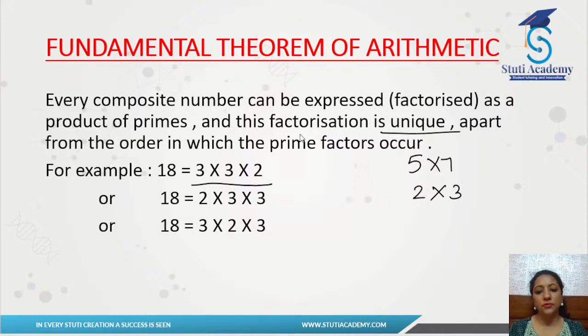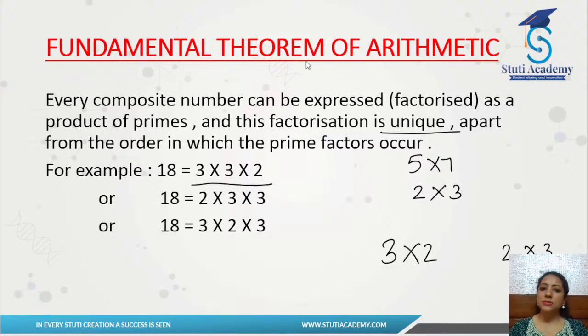We have a specific 3, 3, 2. We cannot change it, but we can rearrange them. We can write 3, 3, 2 as 2, 3, 3 or 3, 2, 3. We can change the places. We can rearrange the terms, but the factors have to be the same. Now children, we can rearrange the terms because multiplication we can do in any order. If I take 3 into 2 or if I take 2 into 3, it will give me the same result. That is why we can rearrange the factors, but we cannot change the prime factors.